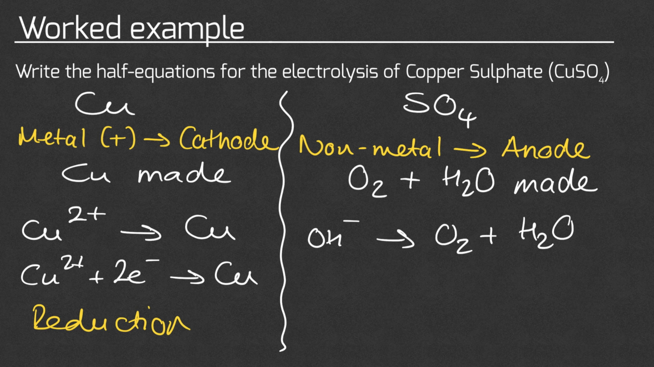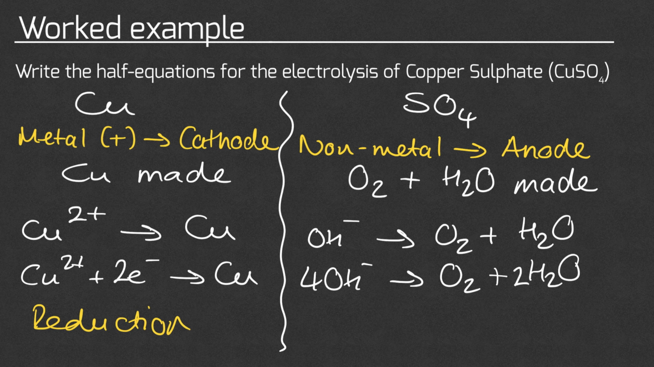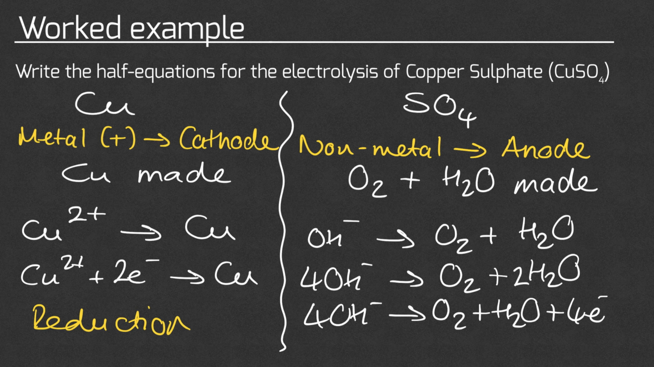We write out the equation for the hydroxide ions forming oxygen and water. We then balance it, so we've got the same number of each element on each side. And finally we add the electrons like we did earlier on in the video. This is therefore an oxidation process because we've lost electrons, they're on the right-hand side of the equation.